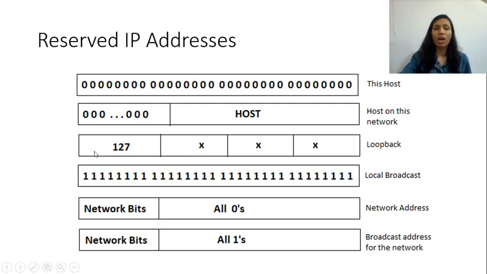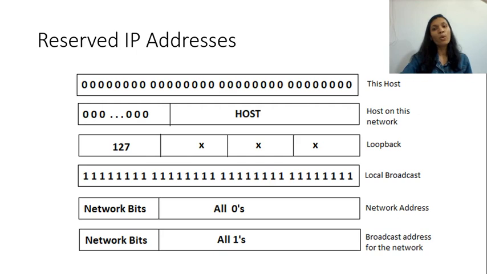Next, you have got the addresses in the range 127.0.0.0 up to 127.255.255.255. This entire range of IP addresses which starts with the first octet 127 is reserved for loopback purpose. Loopback addresses are used for testing. If you want to test whether your NIC card or network adapter of your computer is working or not, you would be doing a ping to the loopback address. If you get a reply from the loopback address, that means your network adapter or NIC card is working fine.